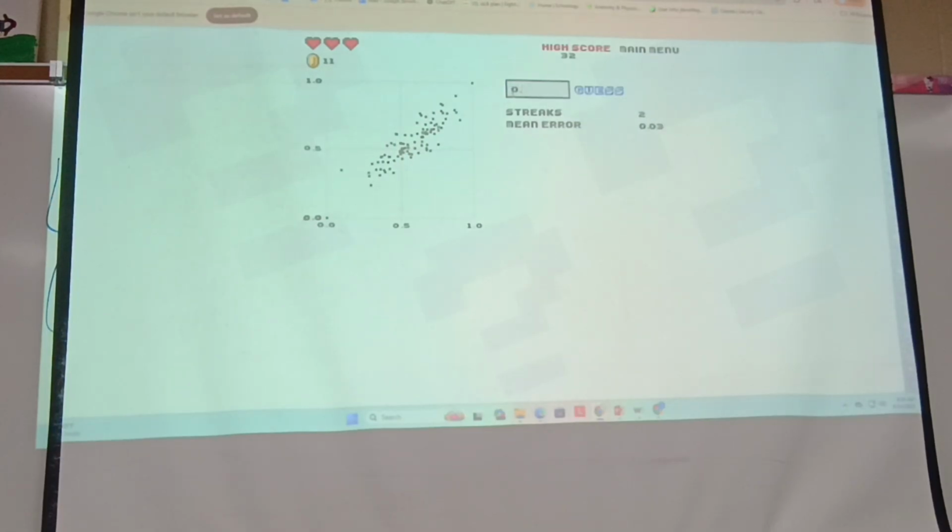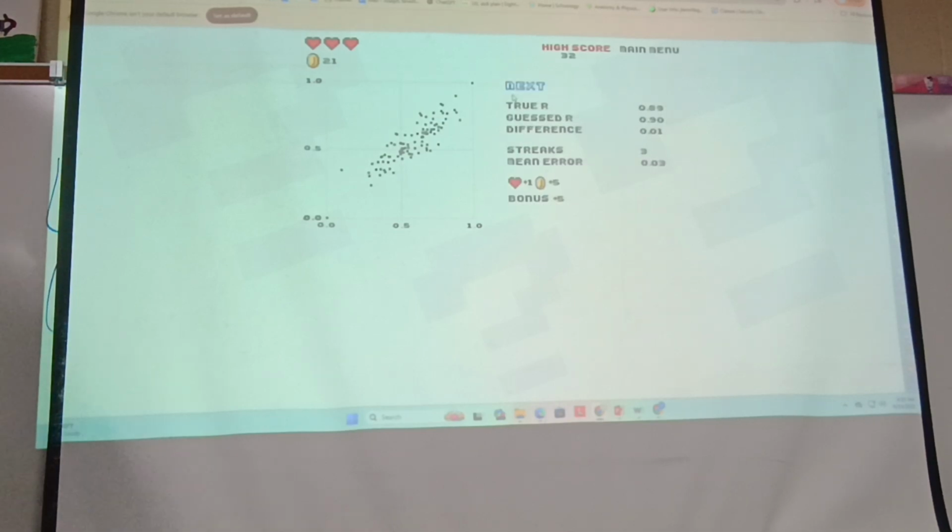What do you guys think this one is? Anyone else want to play? 0.86, 0.9. These are just for fun. I'm gonna guess 0.9. I actually like that guess. 0.89. So does this make sense to you guys?